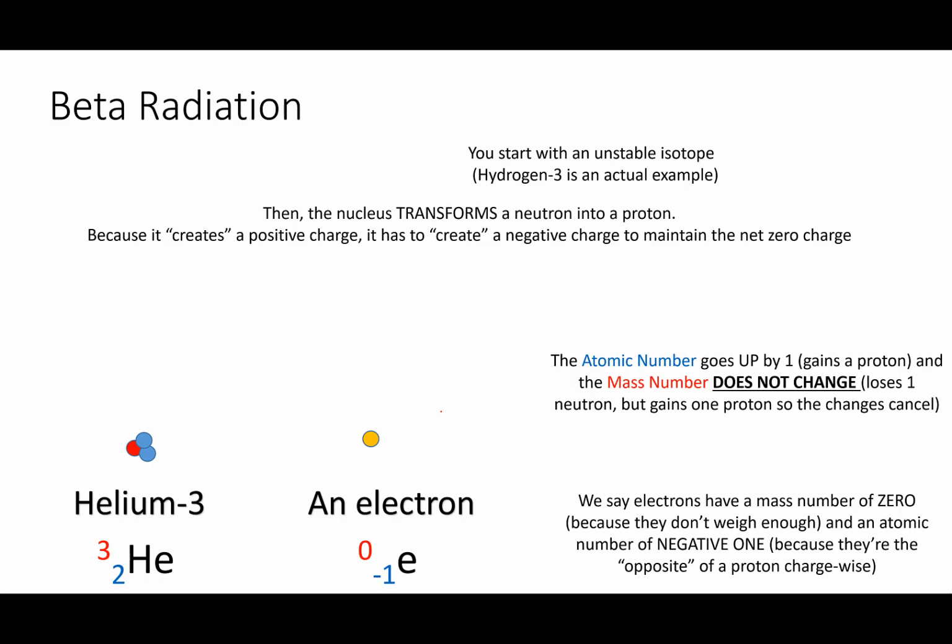We say that electrons have a mass number of 0 because they don't weigh enough, they don't count for the mass number, and an atomic number of negative 1 because of the opposite. They're negative and protons are positive.